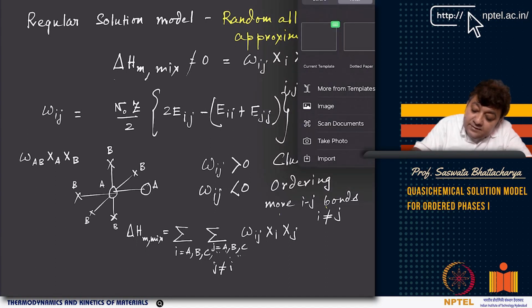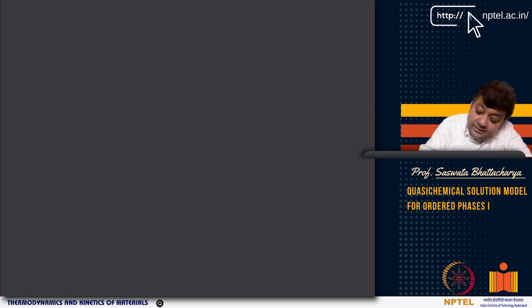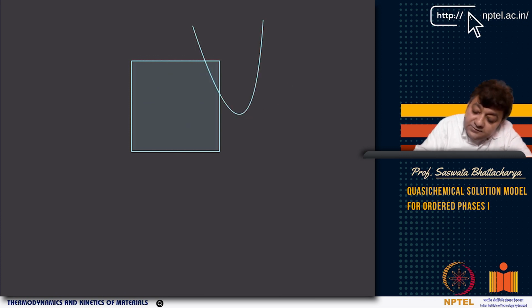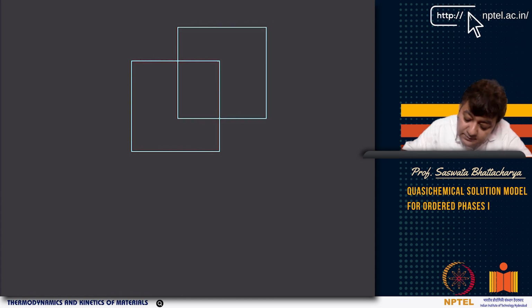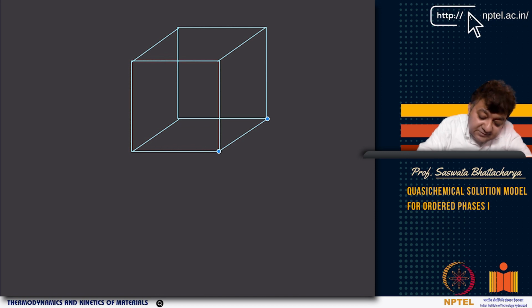So if I draw one lattice very quickly, think of this as some FCC lattice. Then what are the positions that are possible? There are some special positions like face centers. You have 1, 2, 3, 4, 5, 6 face centers, and then you also have the corner positions.